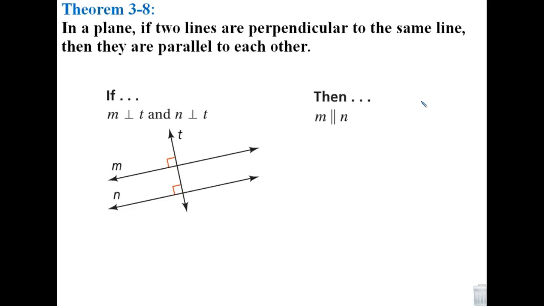Next one, we're going to say in a plane, if 2 lines are perpendicular to the same line, then they're parallel to each other. So here I have if M is perpendicular to T, this is a perpendicular to symbol, and N is perpendicular to T. So both M and N are perpendicular to T. We know they'll be parallel to each other. If I want to prove this, well, I have 2 lines and a transversal, congruent corresponding angles. Therefore the lines are parallel.